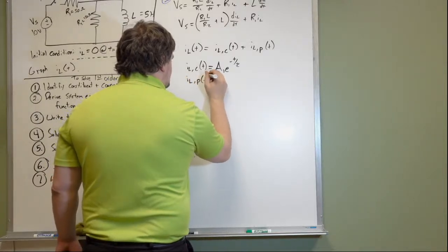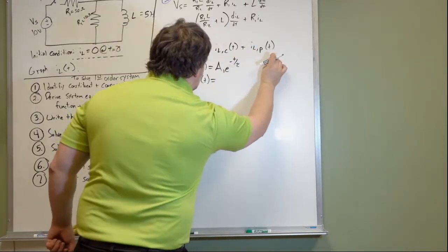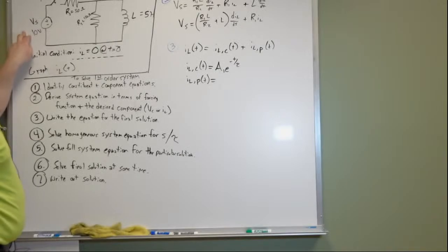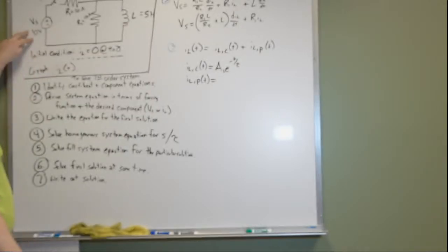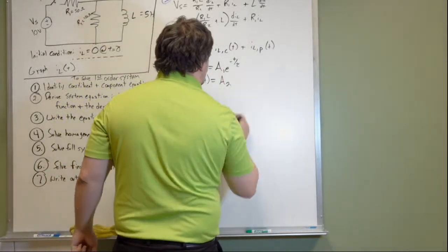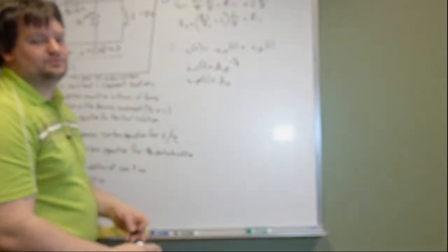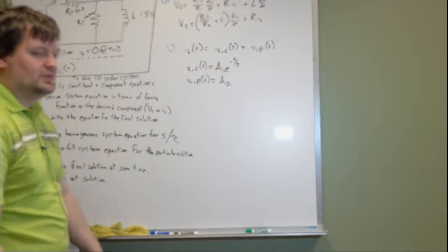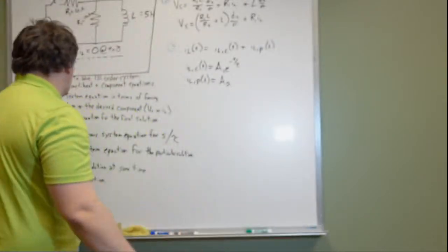ILP as a function of time. Here, if we look at the forcing function, the time function for the forcing function is a constant 10 volts. Because we know that this is a constant 10 volts, we're going to go ahead and just set this as a constant. Okay? All right, so that's fun. And now we've done step 3.